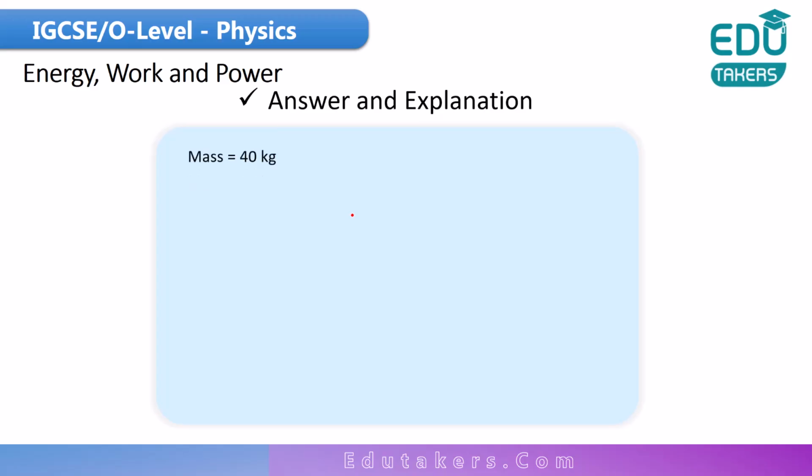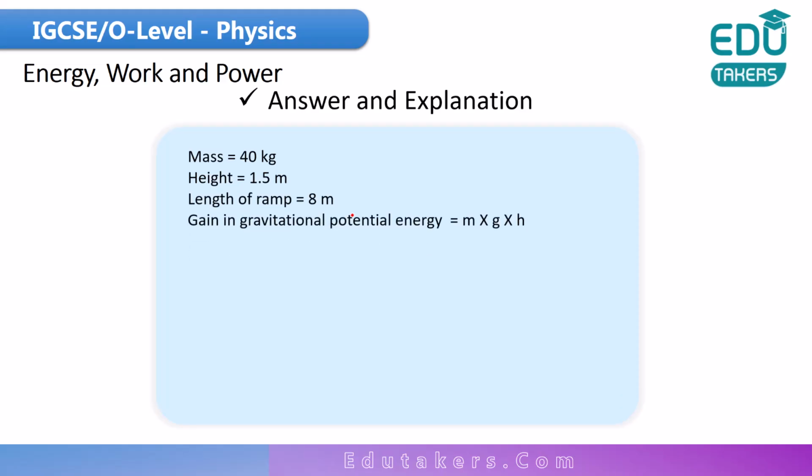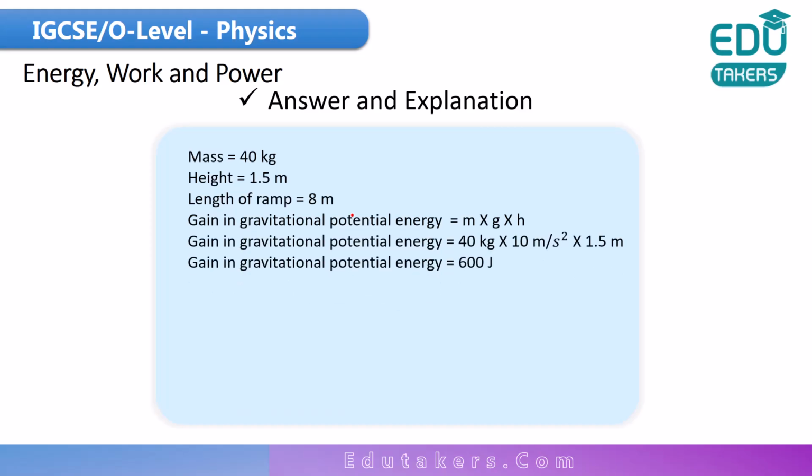The mass of the barrel is 40 kg and the height is 1.5 meter. The length of the ramp is 8 meter. You have to use the formula of gravitational potential energy, which is equal to mgh. When you put the values in the formula, you get the gain in gravitational potential energy is equal to 600 joule.